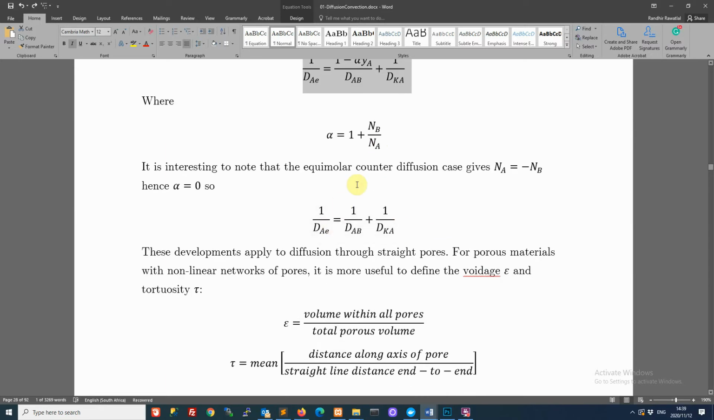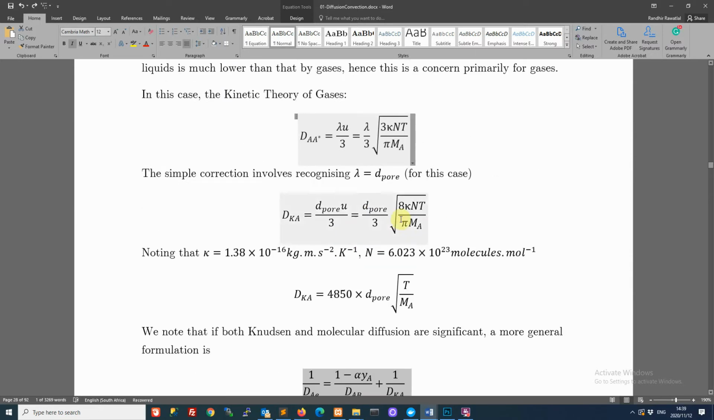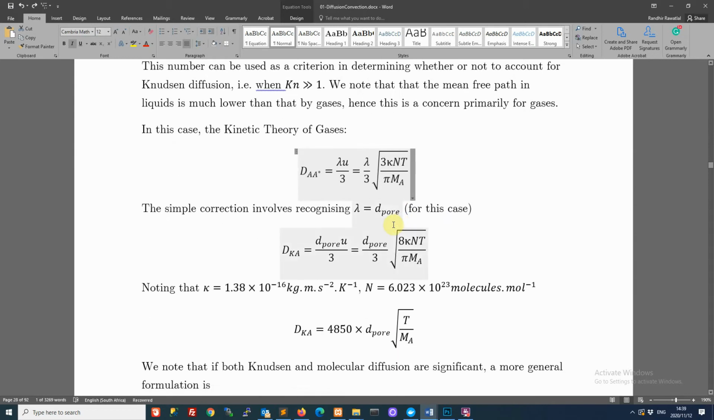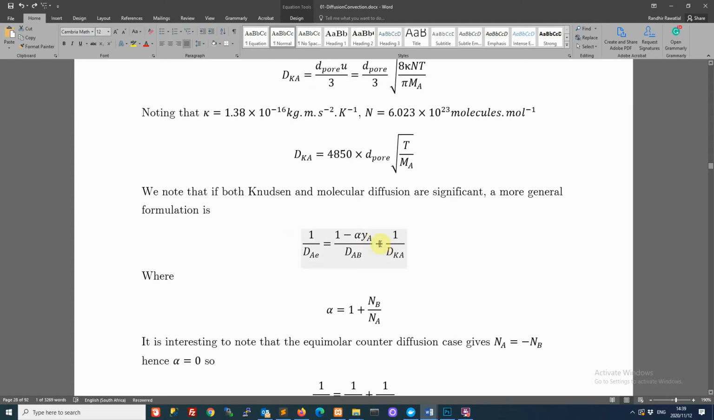Okay, so that's how we can work with Knudsen diffusivity. We estimate the molecule-to-molecule diffusivity, and then we estimate the pore diffusivity, and then we combine the two. We have this nice relationship which helps us relate the two. So alpha is estimated in this way, and then this is, of course, the mole fraction.